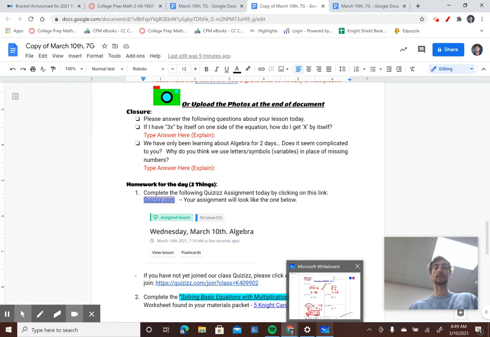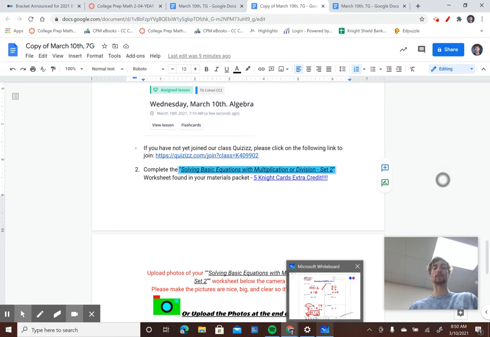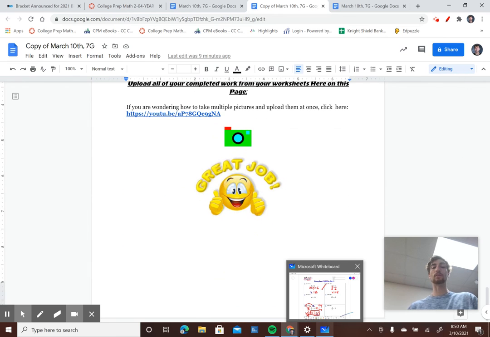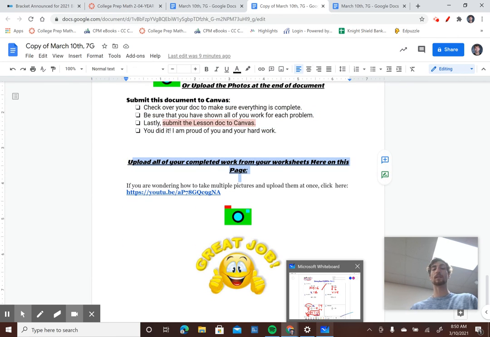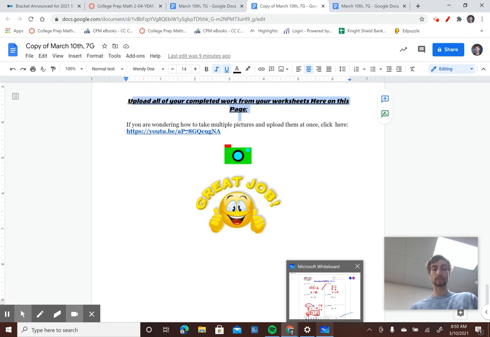And then here's your homework for the day. There's a really quick 6-question quiz, and that's due by the end of today. And then we have one additional worksheet. That's the set 2 I mentioned, and that's for extra credit, excuse me. And then you're going to complete this document and submit it. Make sure you've entered in all of the pictures, answered all the questions, shown all of your work. And remember, if you want to, you can also upload all of your completed work here on this page at the very end, just to make things easier.